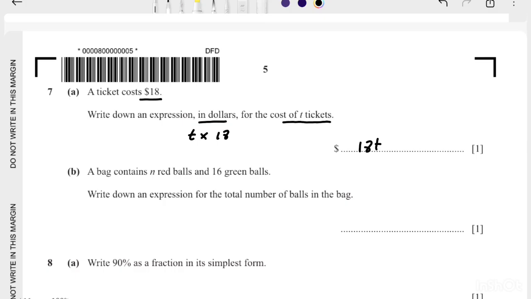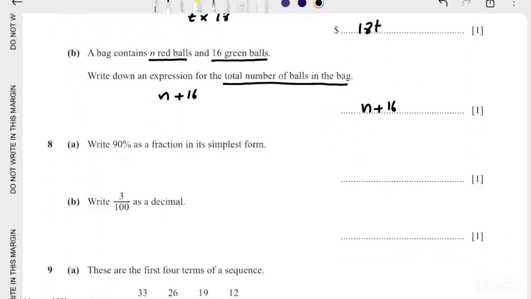A bag contains n red balls and 16 green balls. Write down an expression for the total number of balls in the bag. This is very simple. We can write n plus 16. Next question.